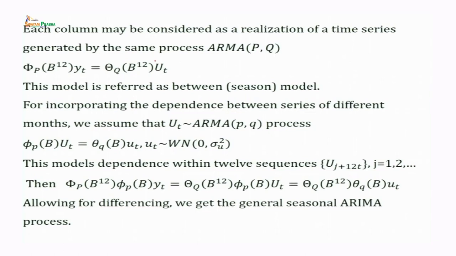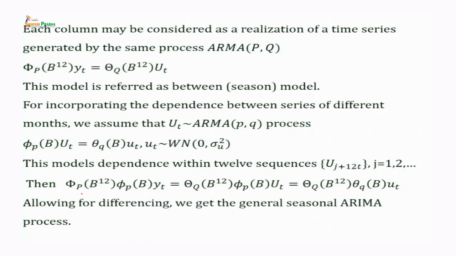Here you have capital U_t, and this U_t follows an ARMA(P,Q) process. So, phi_P(B) U_t equal to theta_Q(B) small u_t, where small u_t is a white noise process. Now, this models dependence within the sequences U_{j+12t}.